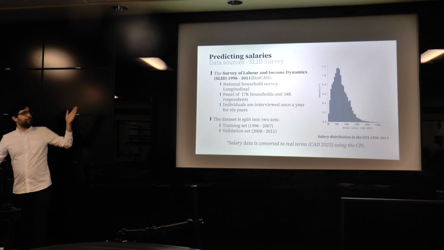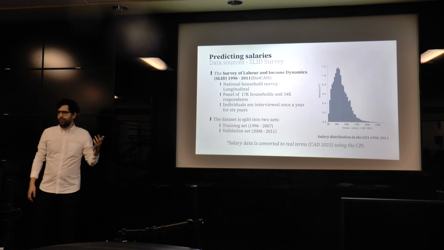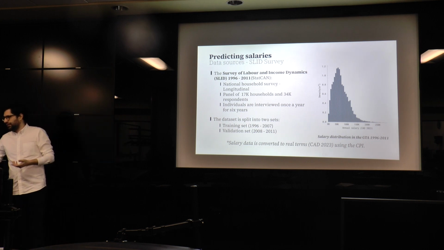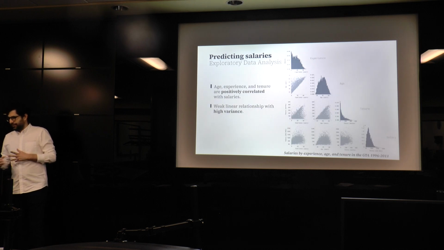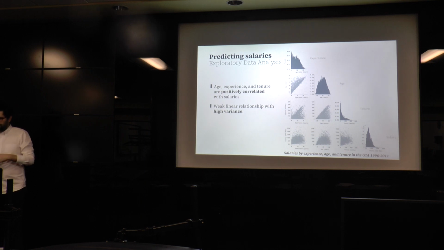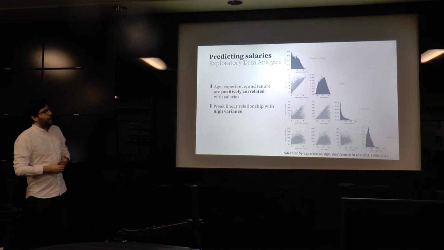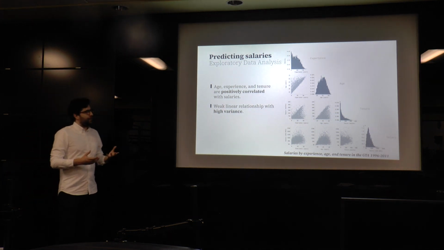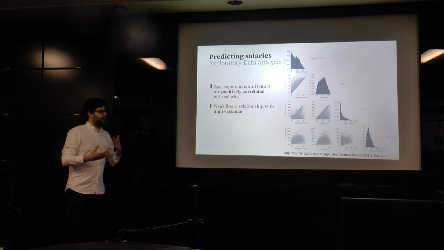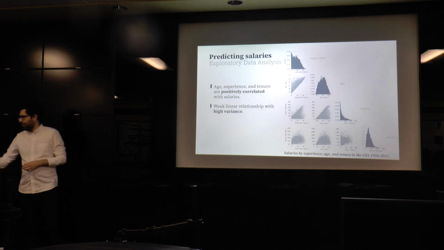2023. As we can see here, the distribution of salaries in the GTA area is positive and right skewed. So this is also something that we need to keep in mind if we want to model salaries. When we look at some possible predictors based on the literature review, we can see that age, experience, and tenure are positively correlated with salaries. But we can see that the relationship is a little bit weak. We have a high variance as we move to the right in those variables.